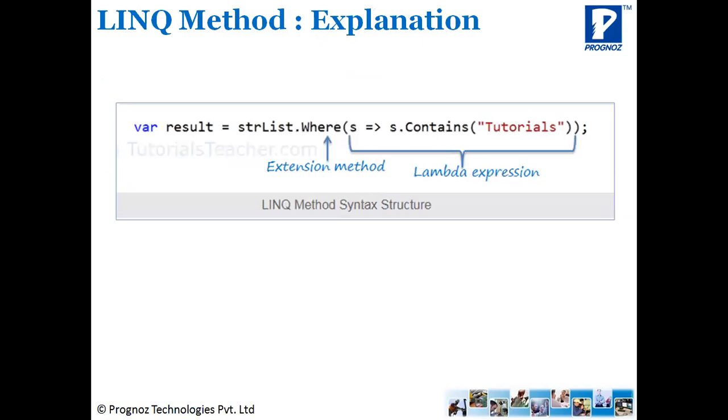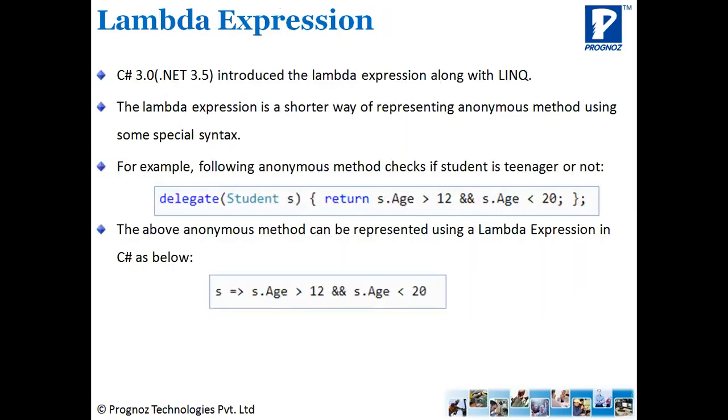Like if there is a method called Where, then within that extension method you just have to provide the lambda expression. Now what this lambda expression is, that we need to understand first for learning this method syntax. The lambda expression was introduced in C# version 3.0 and .NET version 3.5. It is a shorter way of representing anonymous methods using some special syntax.